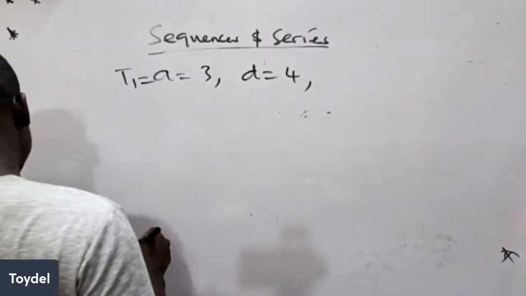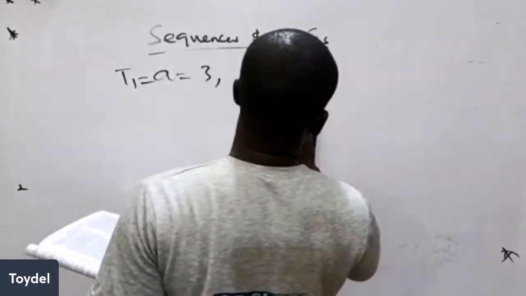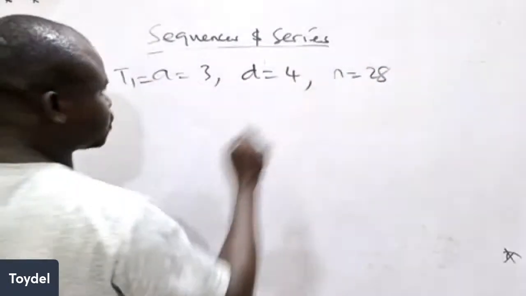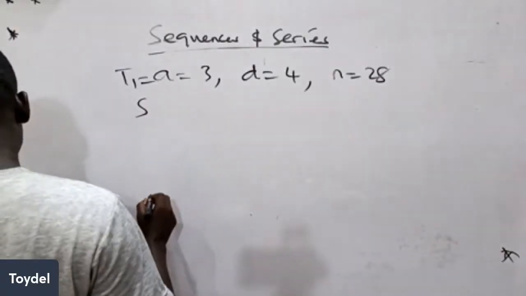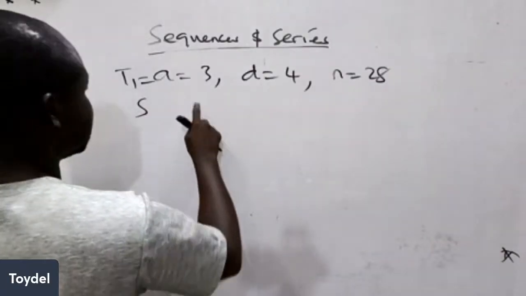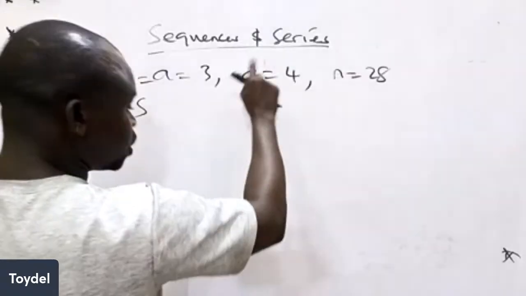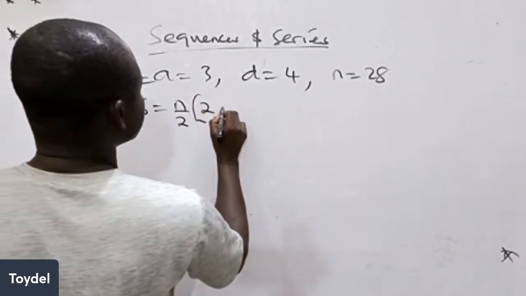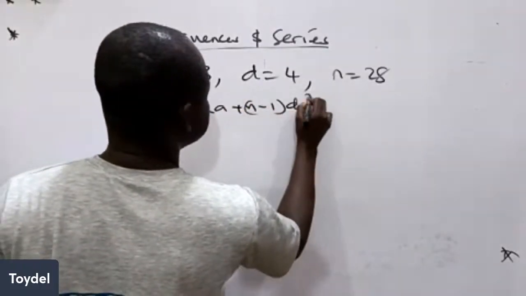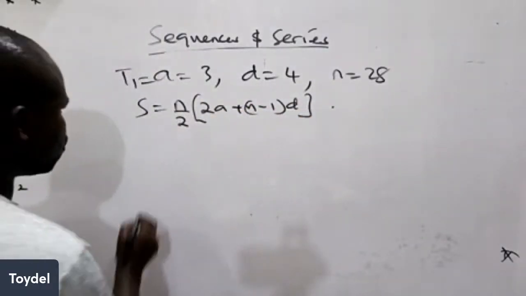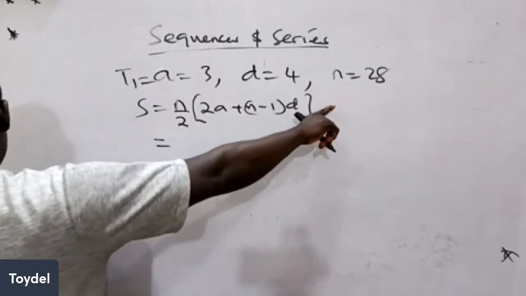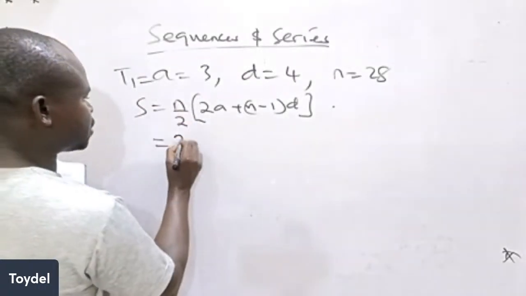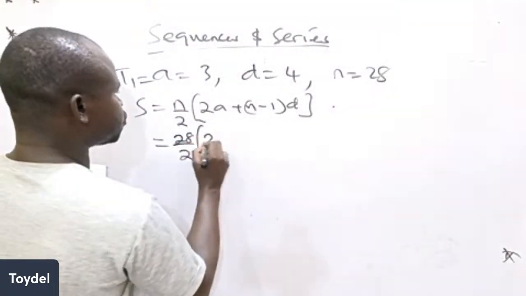The question now says we should find the sum of the first 28 terms, S28, when n is equal to 28. What is the formula to find the sum of an AP? Once we have a common difference, it is an AP; common ratio is GP. The sum by formula is n over 2 into brackets 2a plus n minus 1 d. So n is equal to 28, we have 28 all over 2 into bracket 2. What is a?